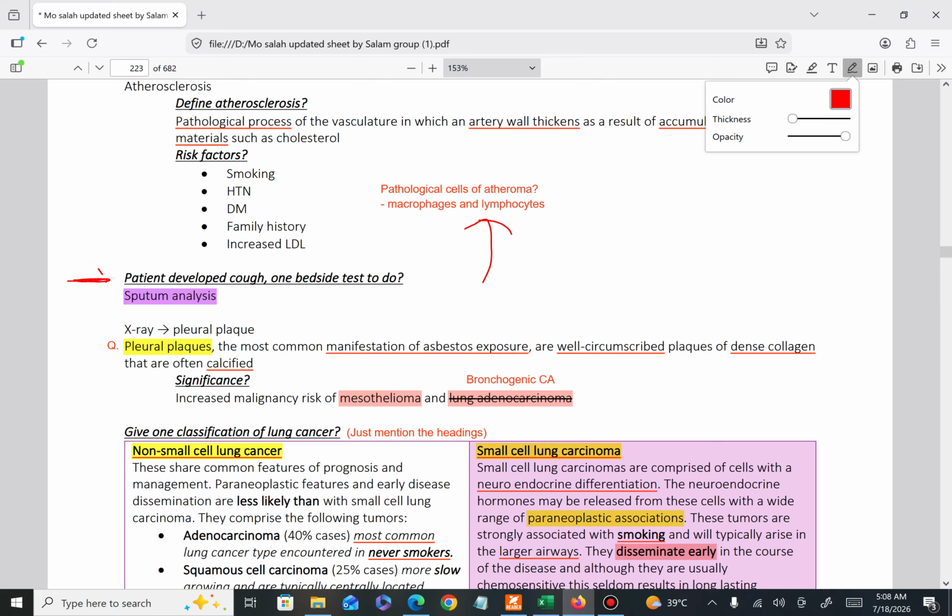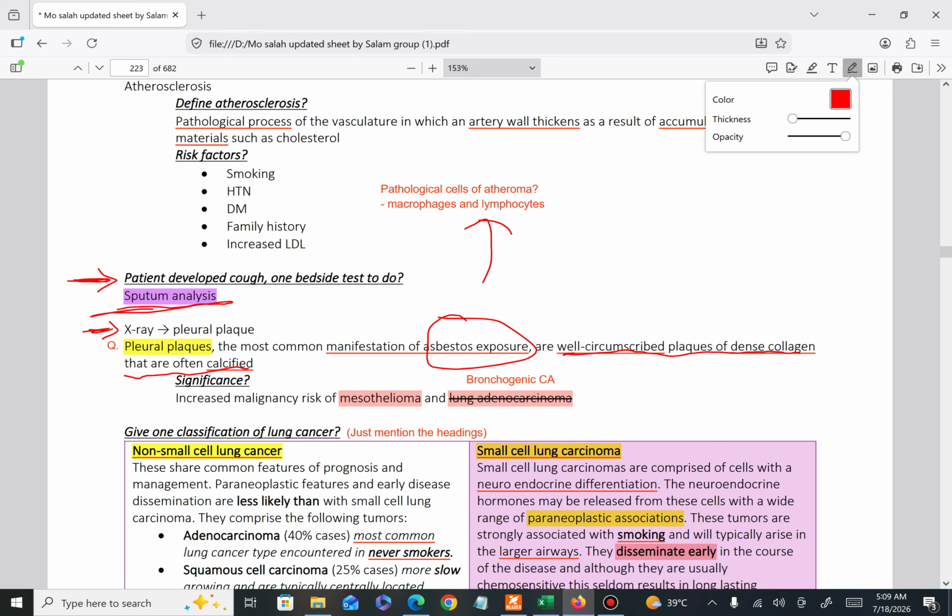Now the patient developed cough, one bedside test to do. The one bedside test will be sputum analysis. And if the X-ray shows pleural plaques, then what will it signify? The pleural plaques are the most common manifestation of asbestos exposure, and they are well circumscribed plaques of dense collagen that are often calcified.